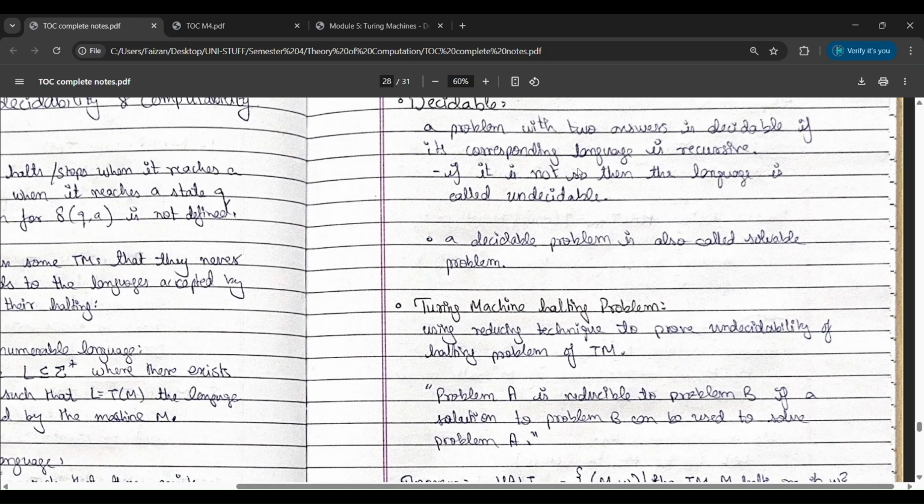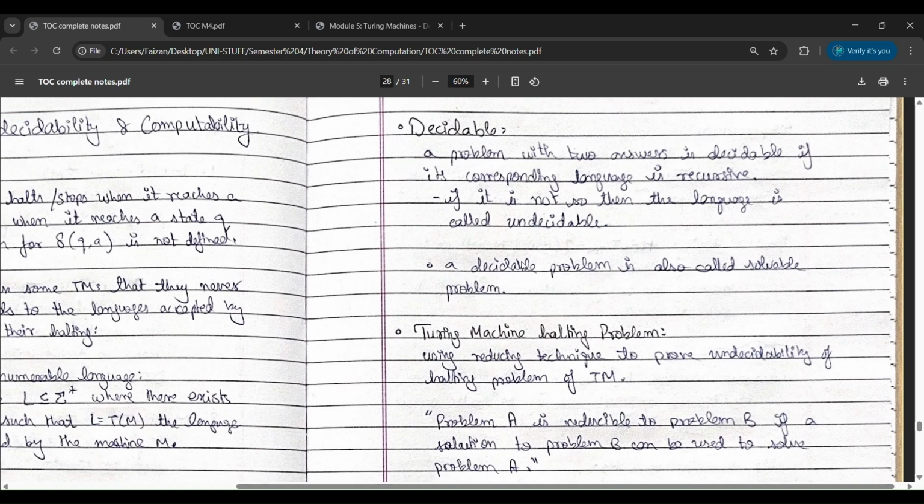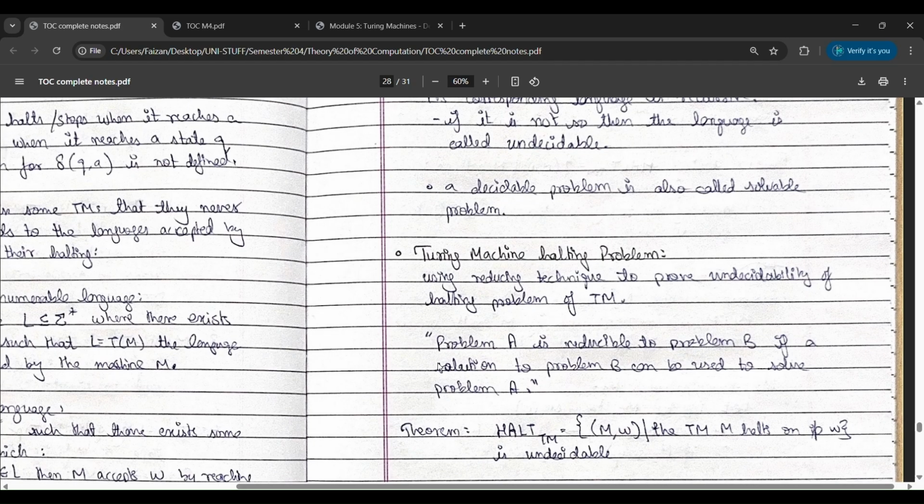Now, a problem is decidable if the corresponding language is recursive. If it is not recursive, then the language is called undecidable. A decidable problem is also called a solvable problem, because if you can decide something, then you can actually solve that thing. Now, the Turing machine has this problem known as the halting problem, and this problem is solved using a technique called the reduction technique, and it is used to prove undecidability of the halting problem of the Turing machine.